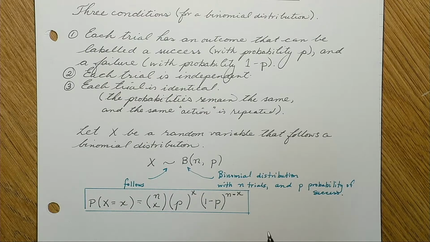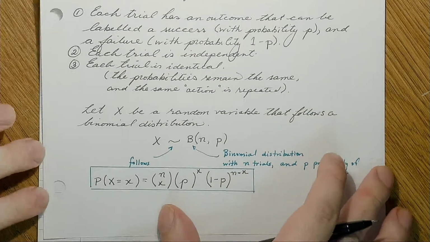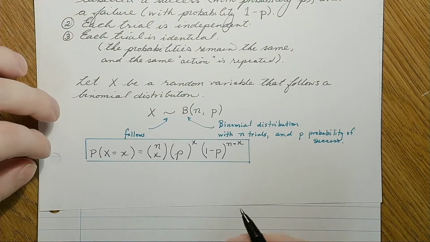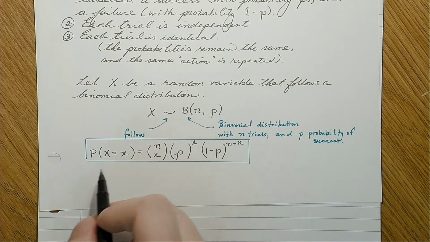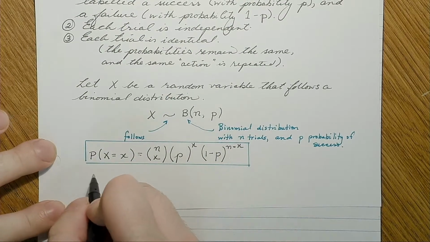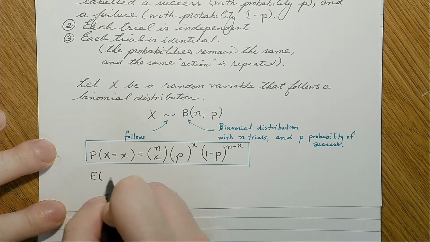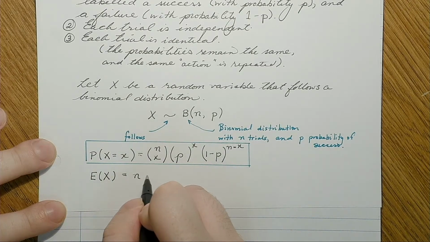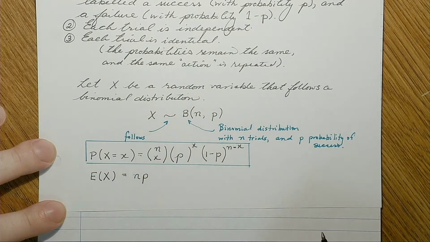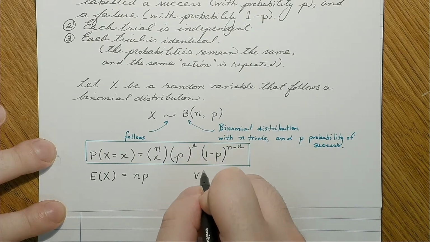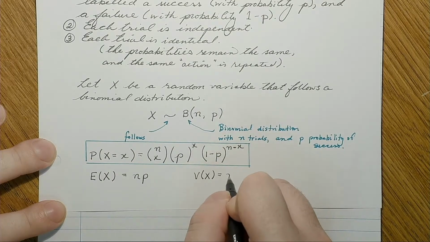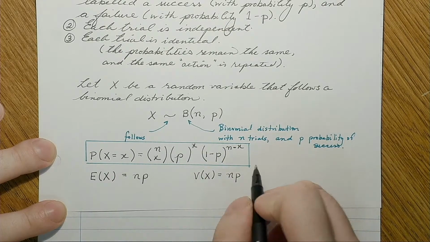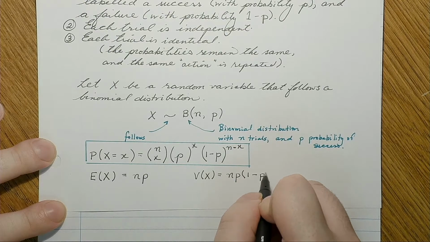Along with this, if we have a binomial distribution, the nice thing is that we also know what the expected value is. So in this case, it's the number of trials times the probability of success. And the variance is equal to the number of trials times the probability of success times the probability of failure.